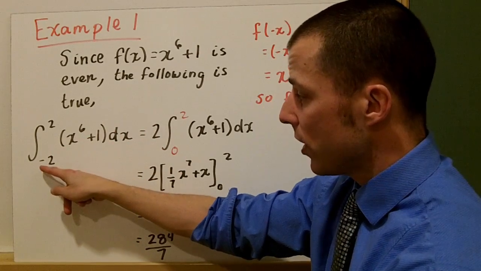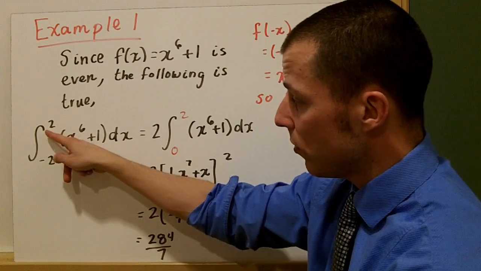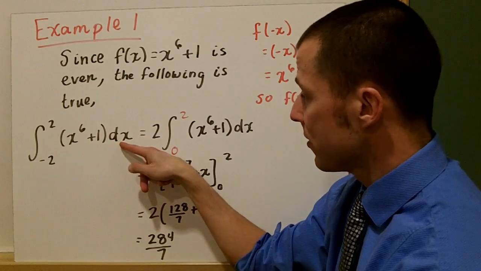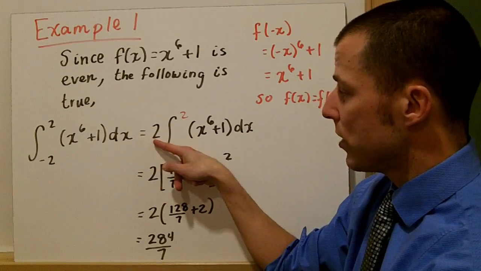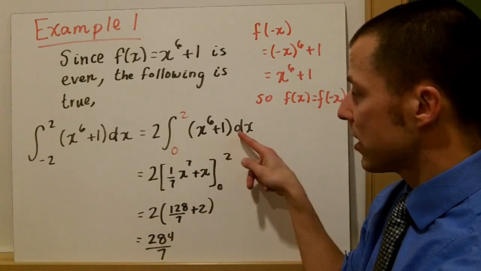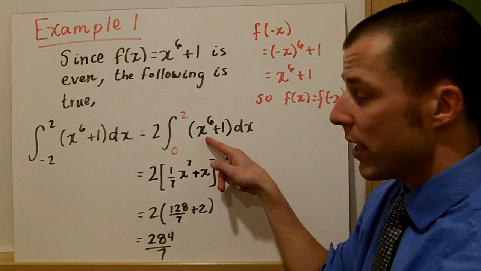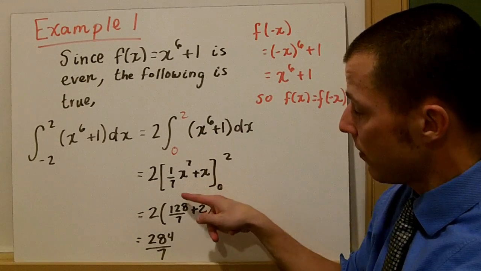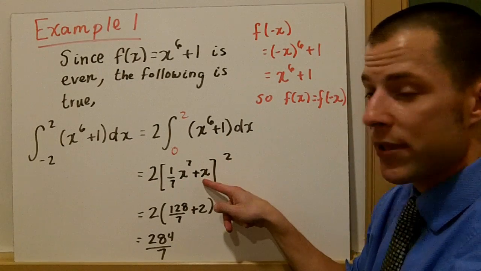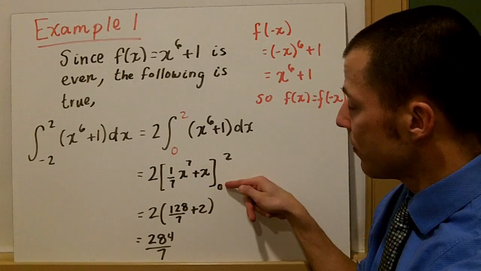So when we integrate, we can go from, let's say, negative 2 to 2 of that x to the 6 plus 1 dx. That's going to be equal to 2 times the integration from 0 to 2 of x to the 6 plus 1 dx. So we integrate, x to the 6 becomes 1/7 x to the 7, and 1 becomes x. And we integrate from 0 to 2.